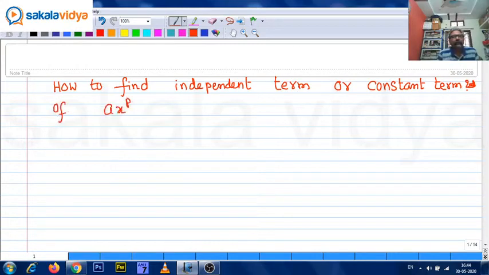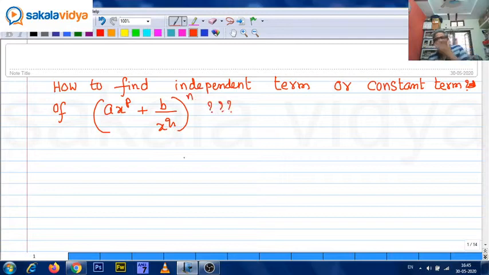Of (ax^p + b/x^q)^n, this is to be found out. We know that the coefficient of x^k can be written now like this: the r value is equal to (np - k) by (p + q).